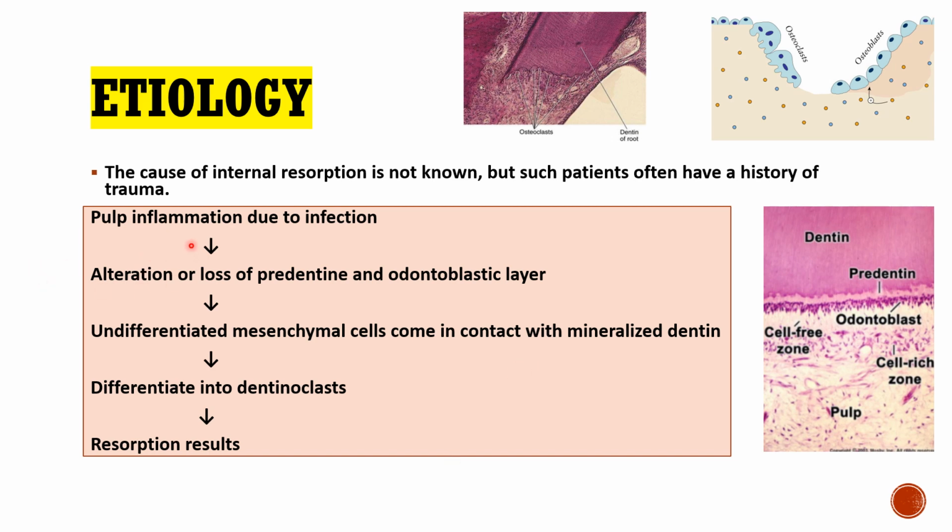So now this inflammation will lead to the alteration of this layer. Because of that, the undifferentiated cells will differentiate into dentinoclasts, and because of that there is resorption which is occurring.